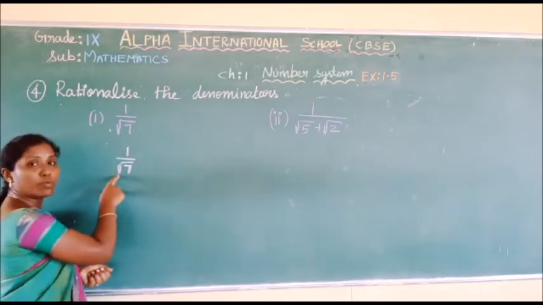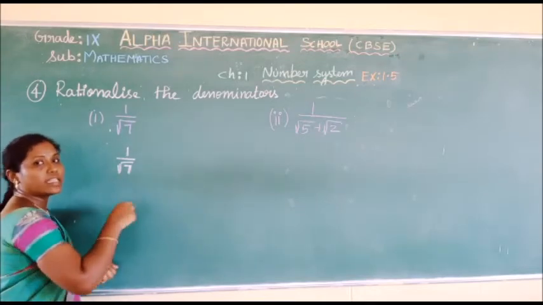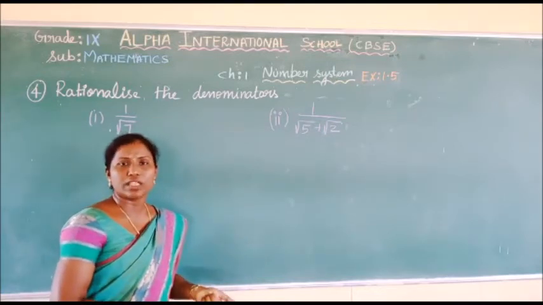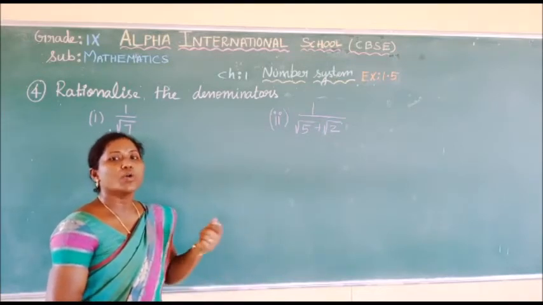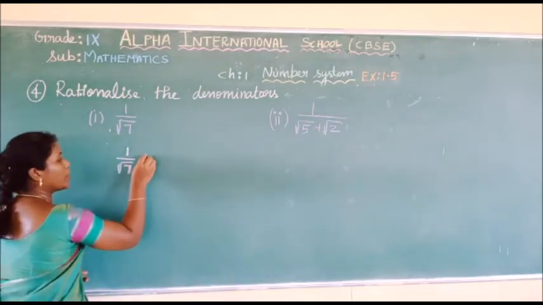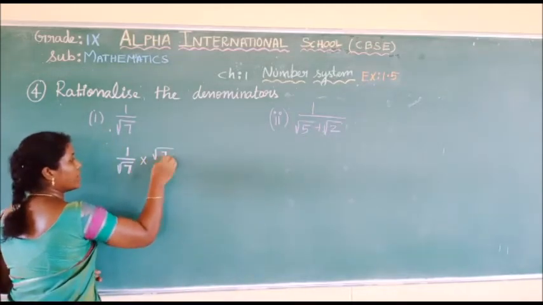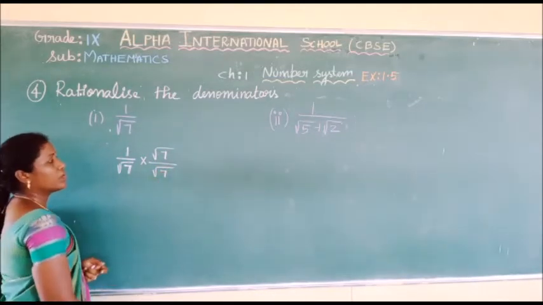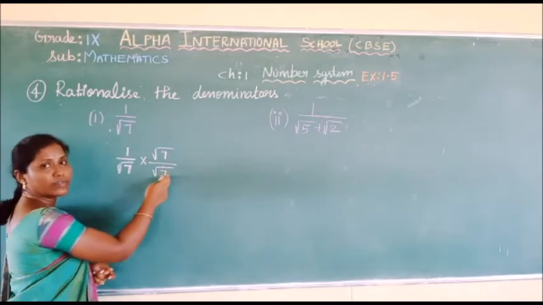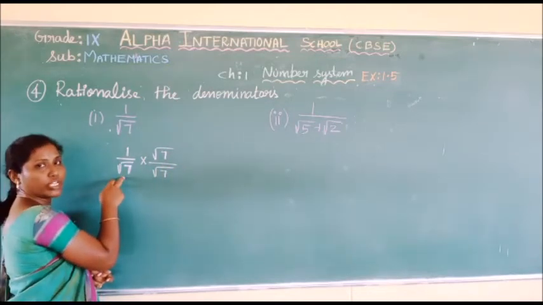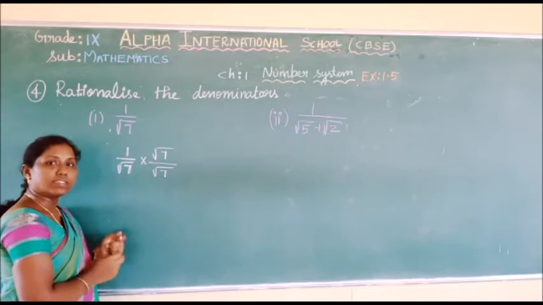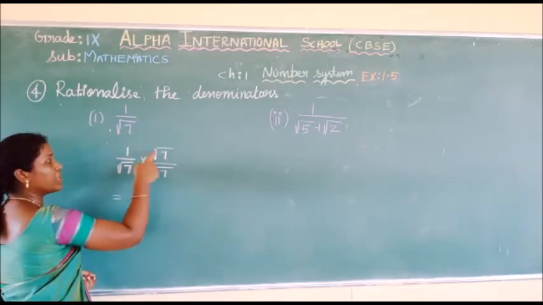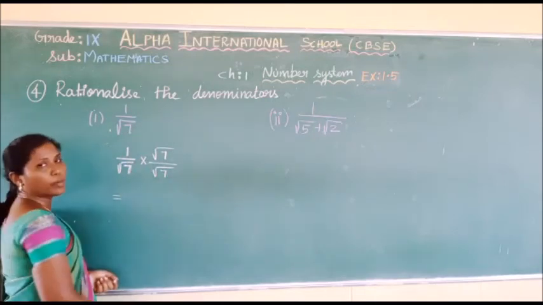Because if we remove the square root, the number 7 is a rational number. So what is the simple way to remove the square root there? Just multiplying and dividing by root 7. So I am going to multiply here by root 7, and also divide by root 7. Whenever you are multiplying and dividing, it will not affect the original question. Now what is the step? We have to multiply numerator with numerator, denominator with denominator.